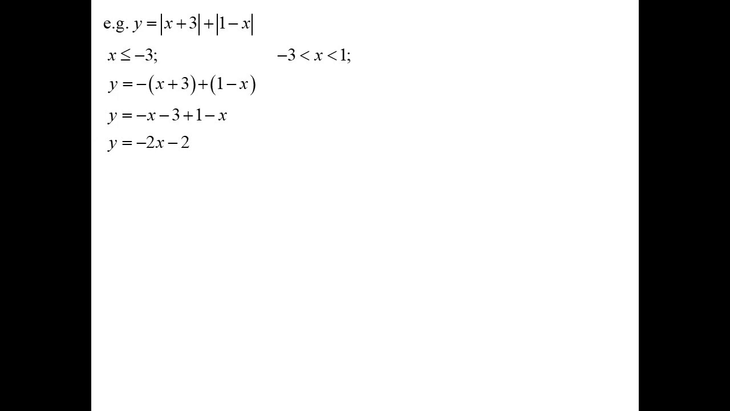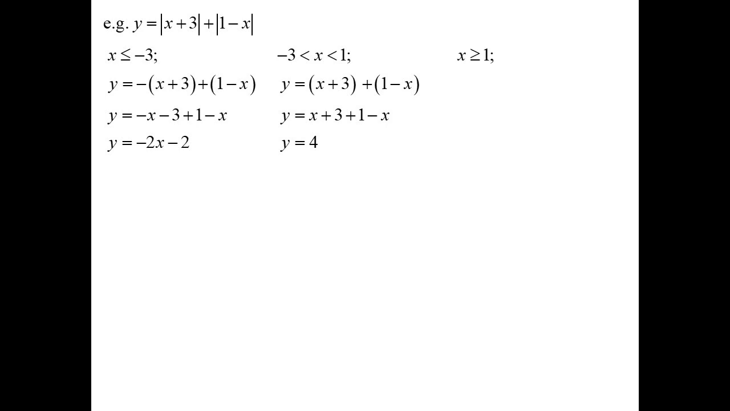The next critical point would be at 1. So let's look in between minus 3 and 1. Pick a number between 1 and minus 3. 0. Very good. That is the sensible choice in this case, because it's such an easy number to substitute in. So we sub it into x plus 3, we get 3. So we'll leave it as x plus 3. We sub it into 1 minus x, we get 1, so that's fine. We'll leave it as 1 minus x. So between minus 3 and 1, we're going to draw the line y equals 4.